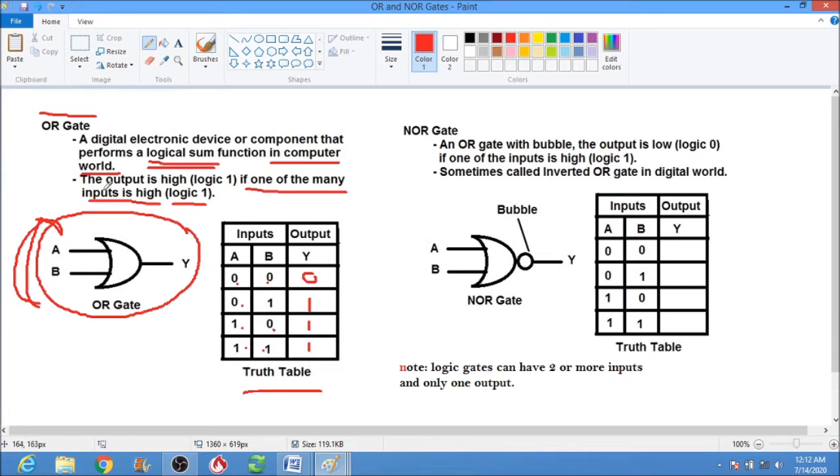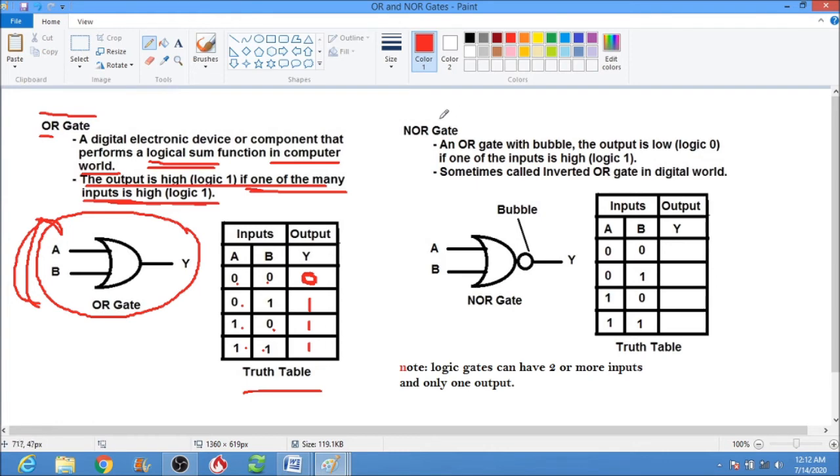The output is high, or logic 1, if and only if one of the many inputs is logic high. So if one of the inputs is 1 or high, the output is high. That is another definition for the OR gate.